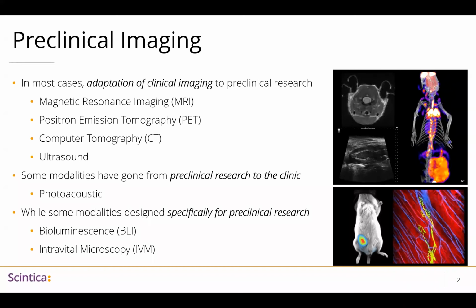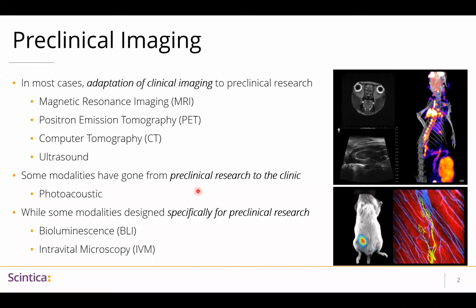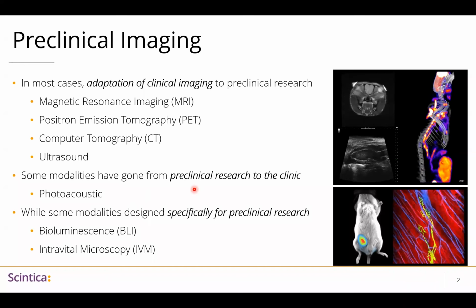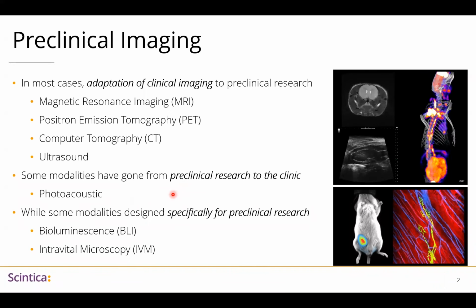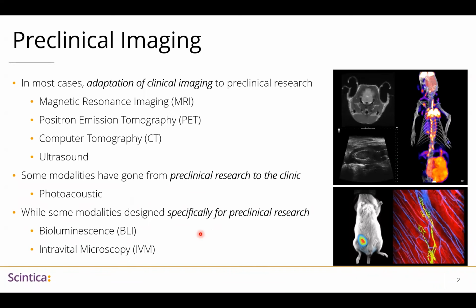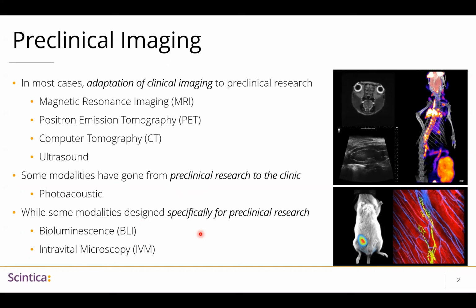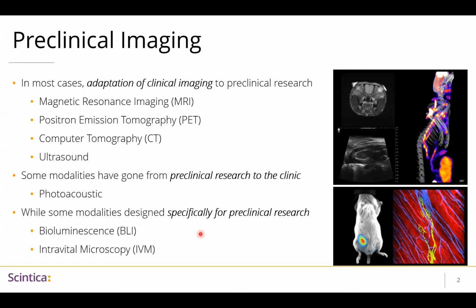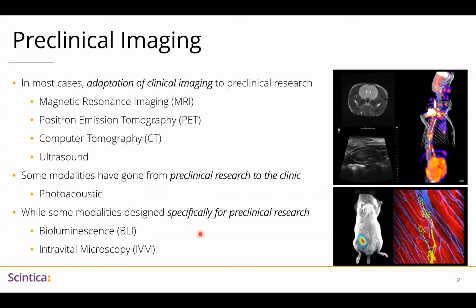However, as imaging modalities have developed over the years, there are some modalities that were developed on the preclinical side of things, which are now being developed and actively used in the clinic. And one of those, for example, is photoacoustics. And we'll talk a little bit about that as we go. And then in some cases, there are modalities that are specifically kept in the preclinical world. And that's just because of different ways that have been used to implement those modalities, or they're more invasive in nature, so we wouldn't go ahead and use those in the clinic.